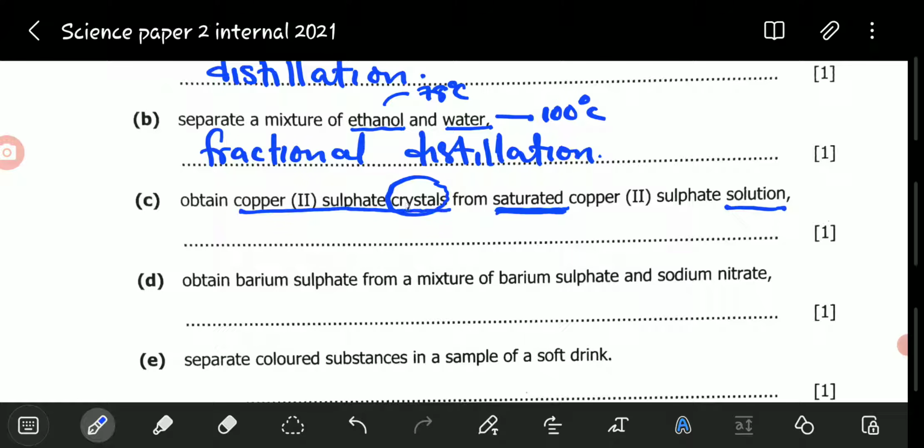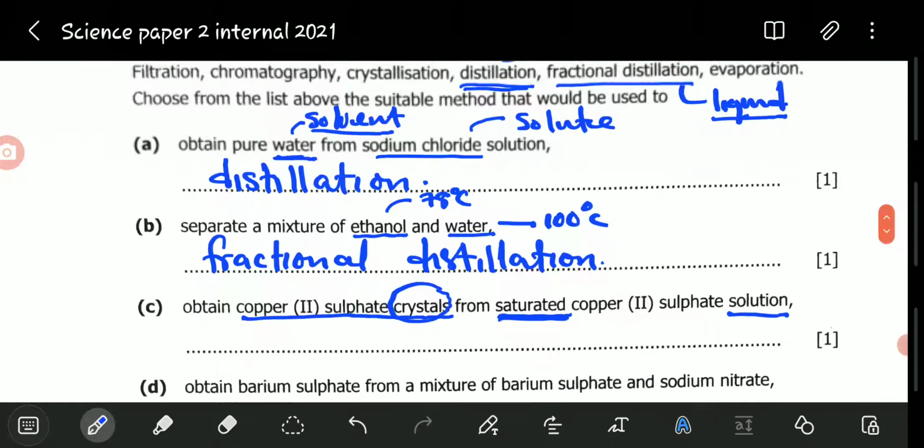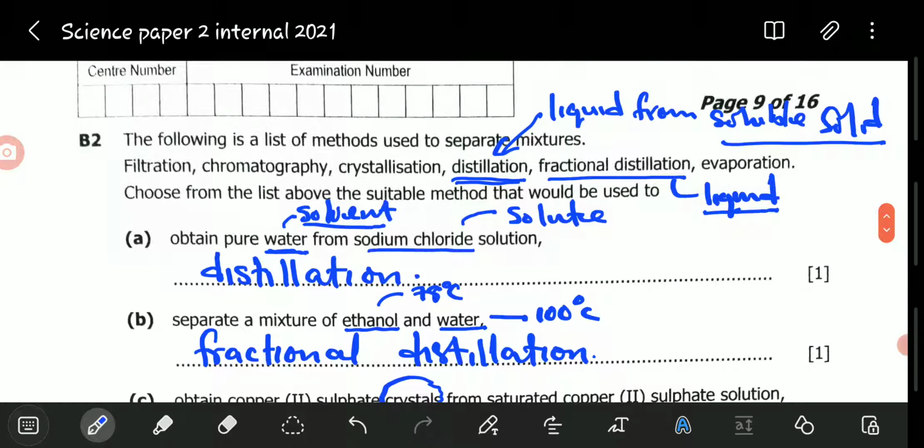Because it is crystalline form, to retrieve a soluble solid from a solution, we have two different methods, or we can have three.